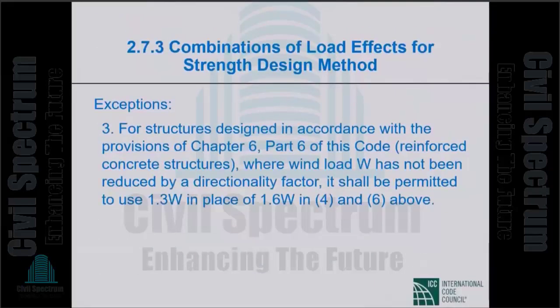So exception 3 says for structures designed in accordance with the provisions of such and such, where wind load has not been reduced by a directionality factor, it shall be permitted to use 1.3 W in place of 1.6 W. If wind does not include directionality, your wind load factor should be 1.3. If wind includes directionality, which it normally would if you calculate wind by BNBC 2020, then the proper load factor on wind is 1.6.